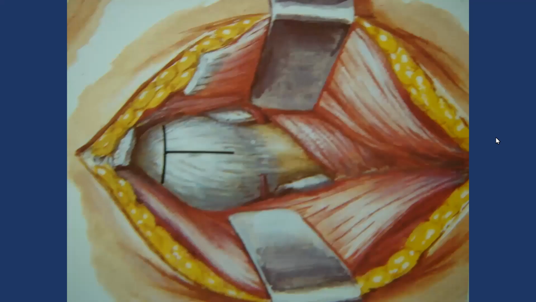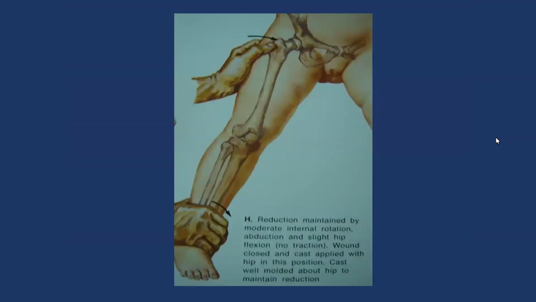We go through the capsule. We make a T incision. Once we've removed all the structures, we try to remove them in such a calm, nice, gentle way. Only the essential structure. We don't remove the labrum. We make multiple vertical incisions through it. Then you find that you reduce the hip.